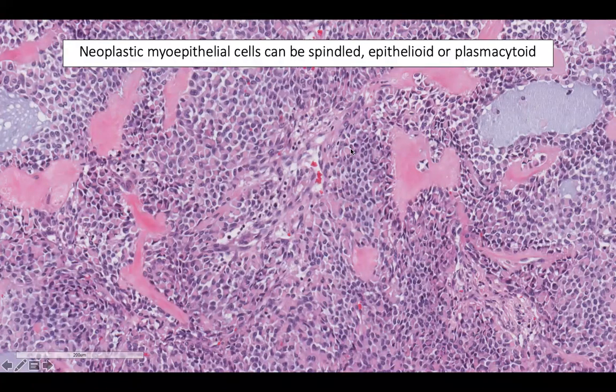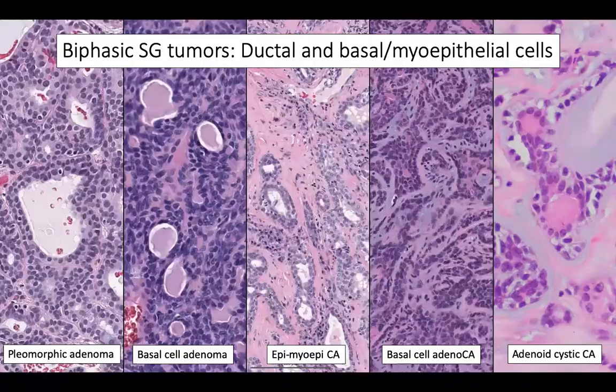And again, just showing you, these really look like plasma cells. It almost looks like a perinuclear hof here, but these are all myoepithelial cells. So just being aware that they can have quite a morphologic diversity will help you when you're approaching these lesions.